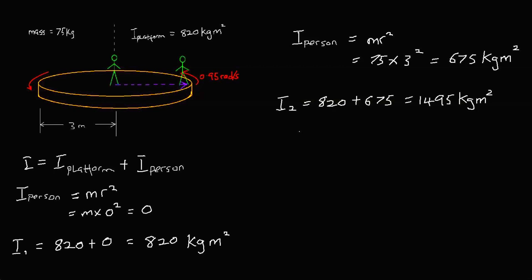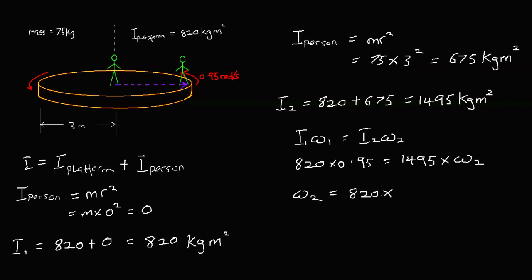So plugging our values into our equation of conservation of angular momentum, we can solve for omega 2. And we obtain omega 2 to be 0.52 radians per second. So we see that our angular velocity does in fact change.